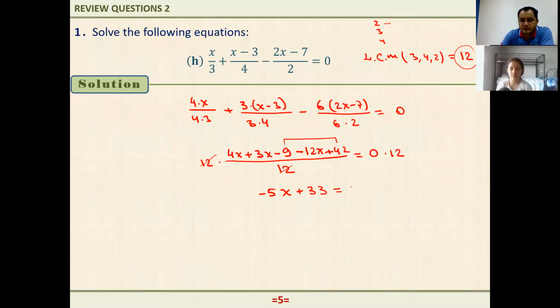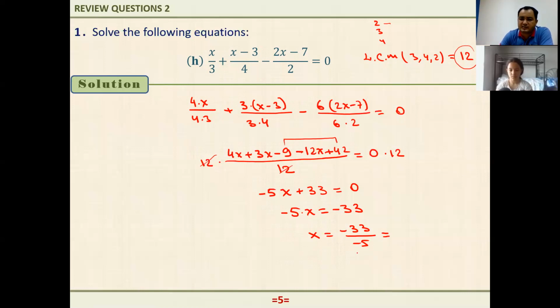Good. Now we should take it to the right hand side. Negative 5x equals negative 33. So we should divide both sides by negative 5. x equals negative 33 over negative 5. Minus minus is gone. 33 over 5.